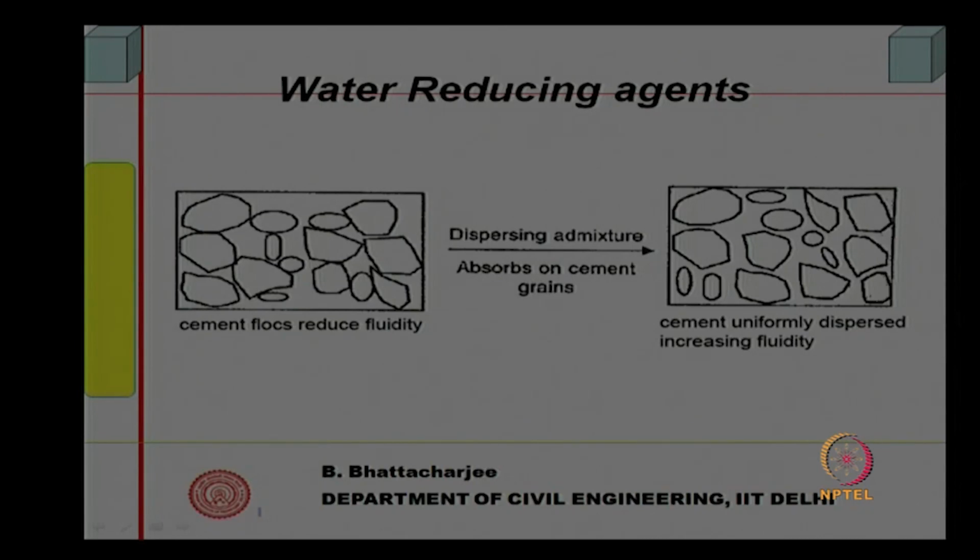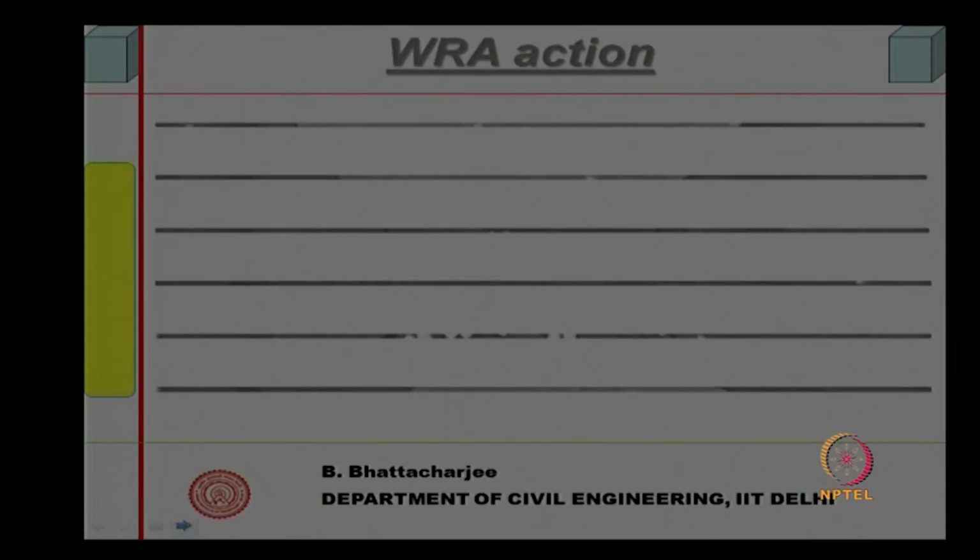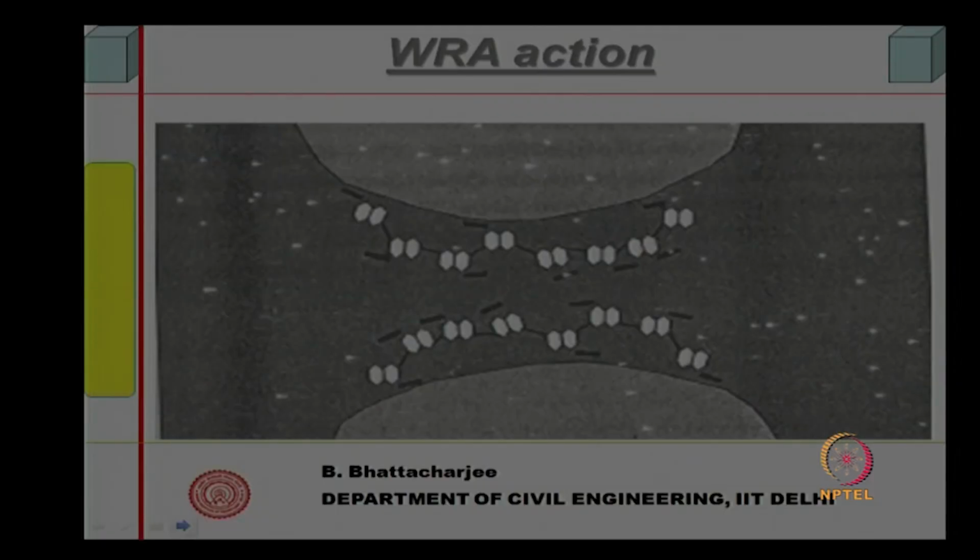So, the water reducing agent, the dispersing admixture, will look something like this. Cement flocks initially were something like this, each of them very close to each other. If you see, they were flocks, but now they are uniformly dispersed, increasing fluidity. This is how they will look.